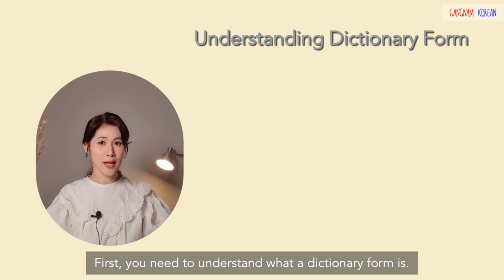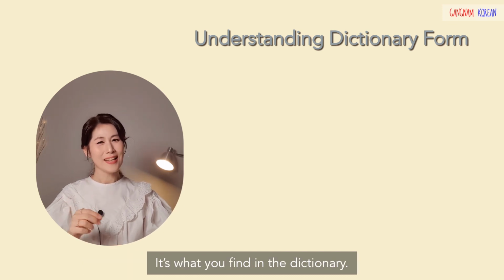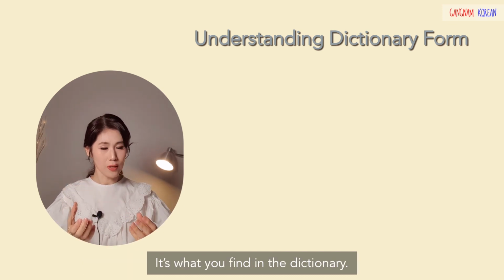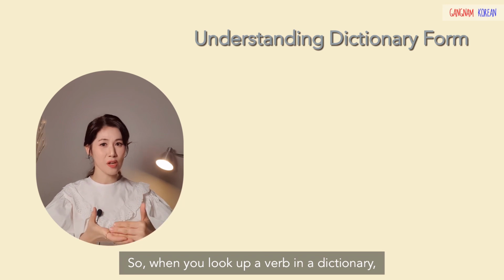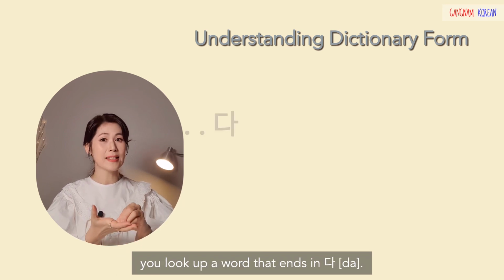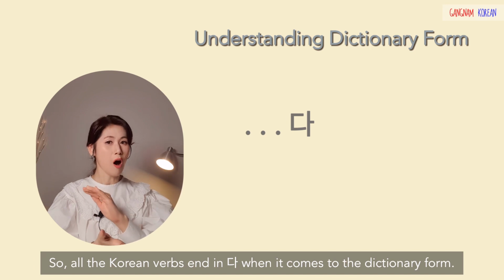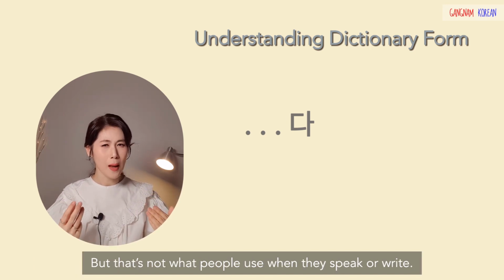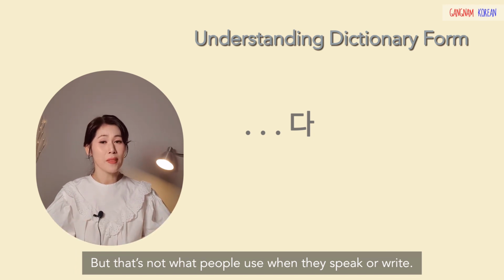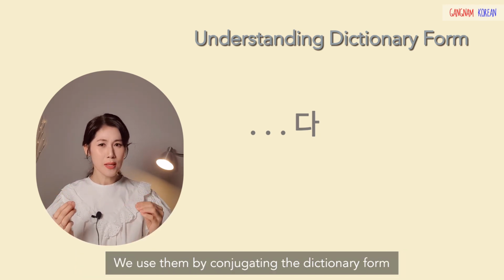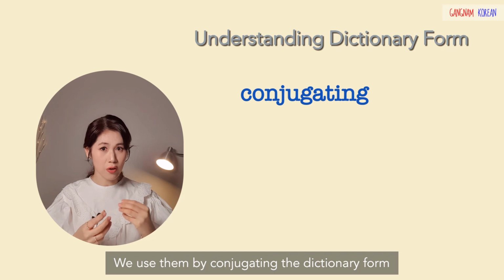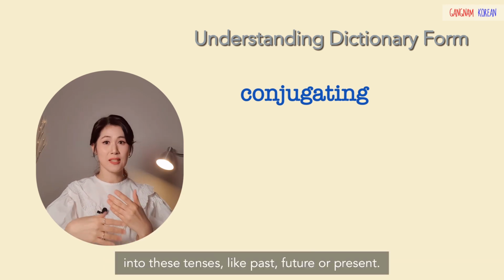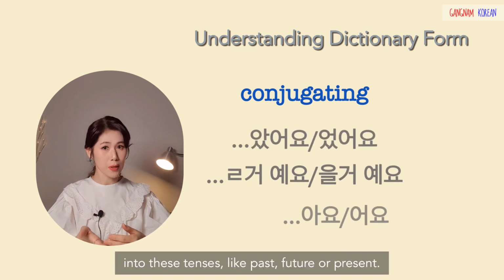First, you need to understand what a dictionary form is. It's what you find in the dictionary. So when you look up a verb in a dictionary, you look up a word that ends in 다. Okay? So all the Korean verbs end in 다 when it comes to the dictionary form. But that's not what people use when they speak or write. We use them by conjugating the dictionary form into these tenses like past, future, or present, okay?